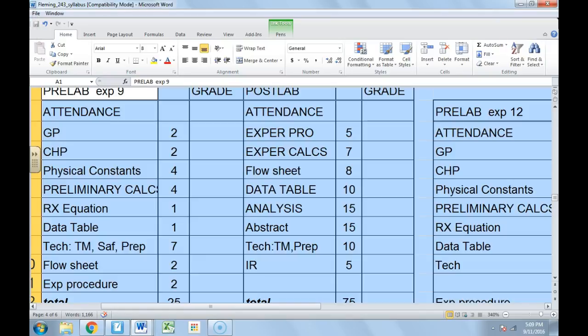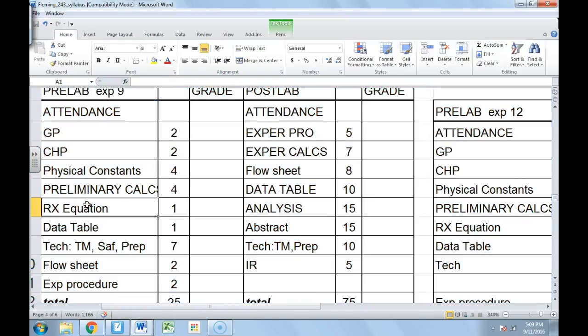I'm going to go over what a CHP is. This is a chemical hazards and precaution sheet. The goal of this is to make sure that you know the safety of each of the chemicals before you come into lab. Whatever chemicals you put on your physical constant sheet, you should have in your CHP, or vice versa. But I think that you fill out your physical constants first.